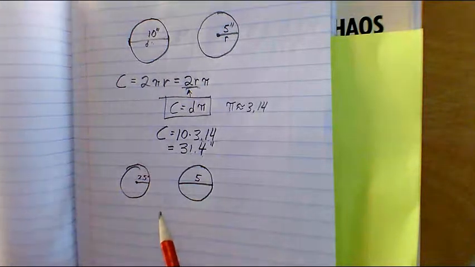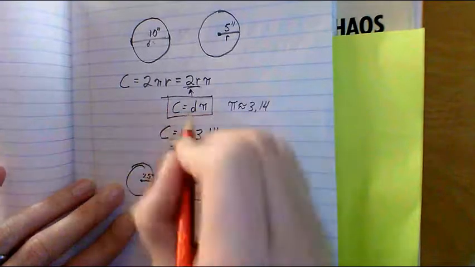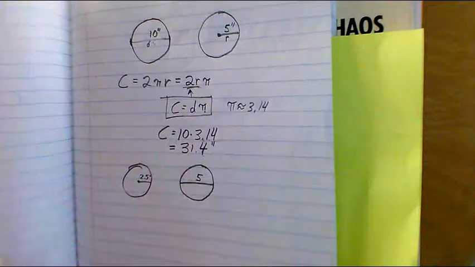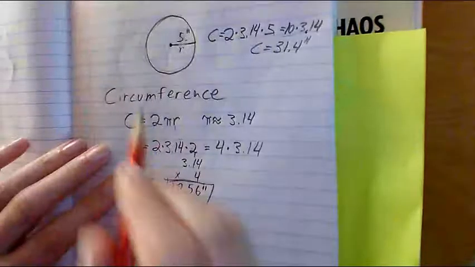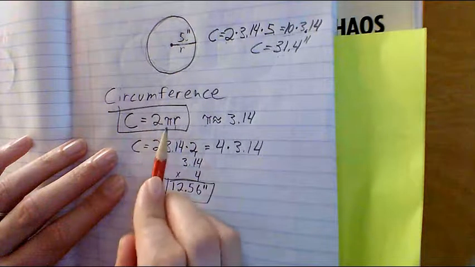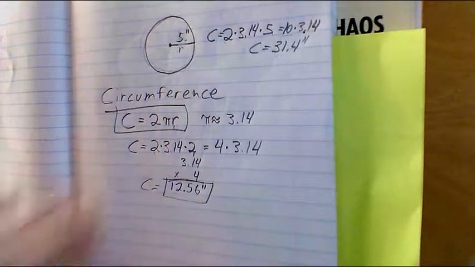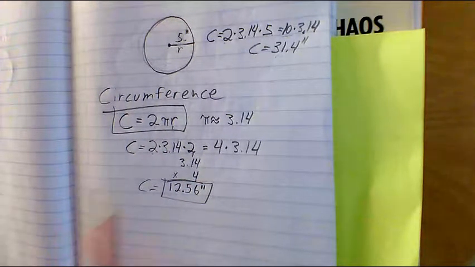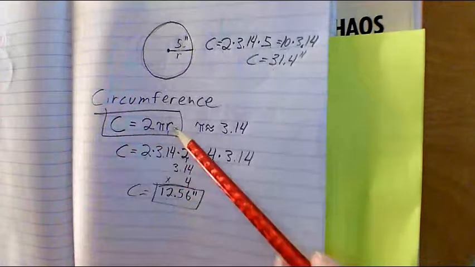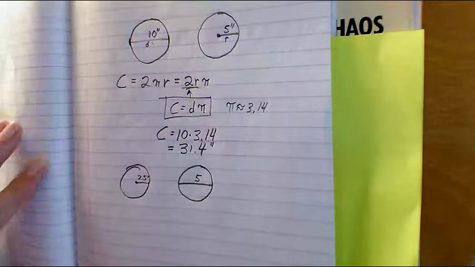Again, it's all up to you. It's your choice. But just remember the formula. For diameter, we're going to use circumference equals diameter times pi. For radius, we're going to use circumference equals 2 times pi times r. So those are the two different ways that you can find circumference. It depends on whether you're using radius or diameter.